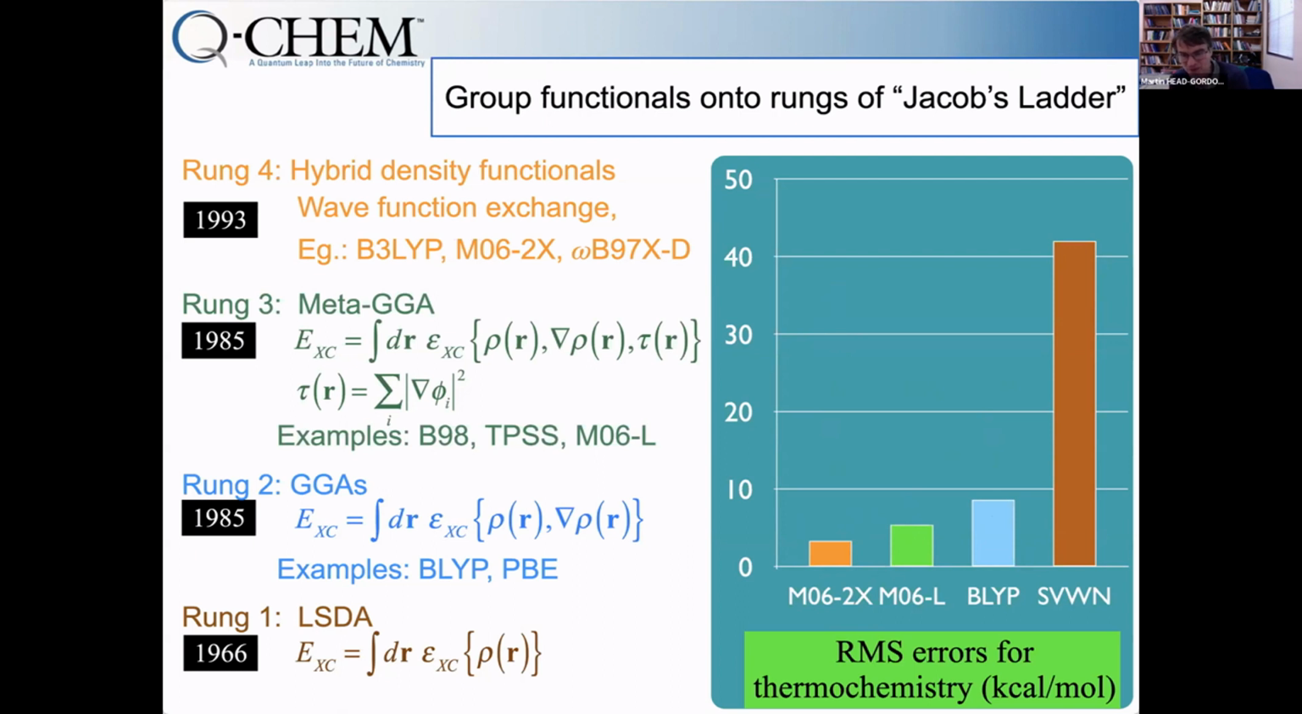So local hybrids, in some sense, sit, I guess, more or less on rung 4 as an alternative to global hybrids. I won't say anything more about them today, but that is one way to do more with an occupied orbital dependence. In other words, instead of integrating over all space, actually consider the exact exchange energy density at a point in space.